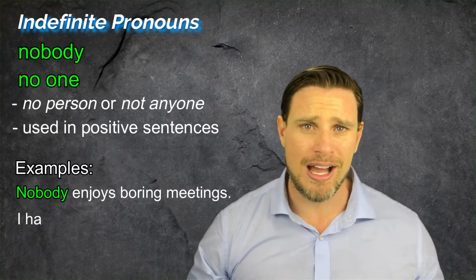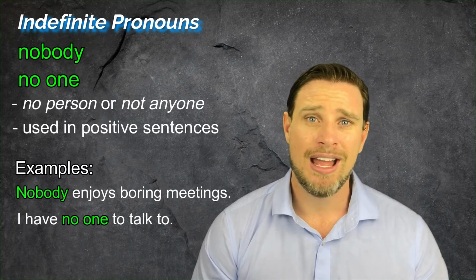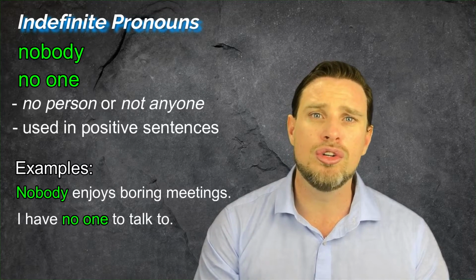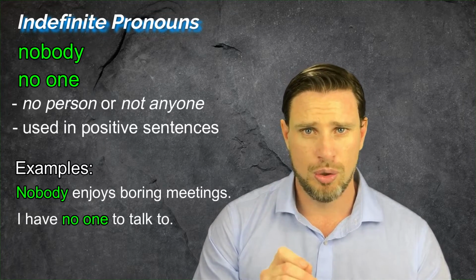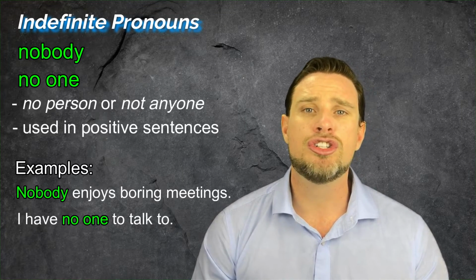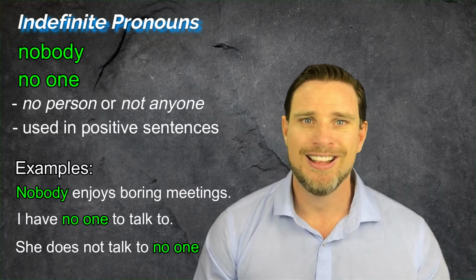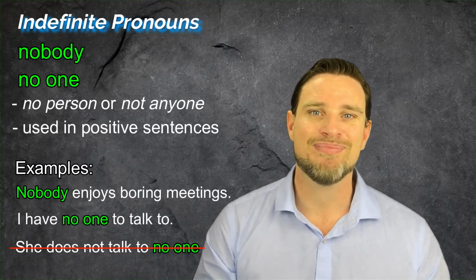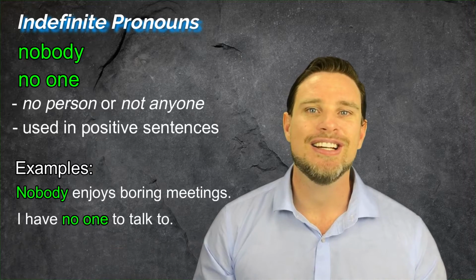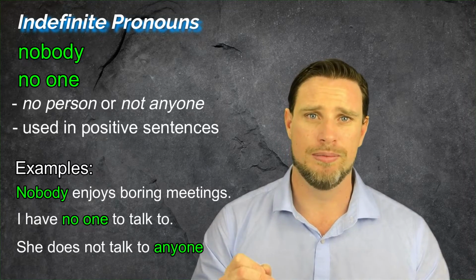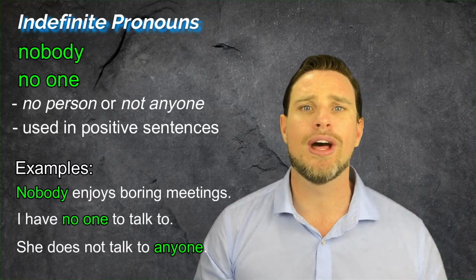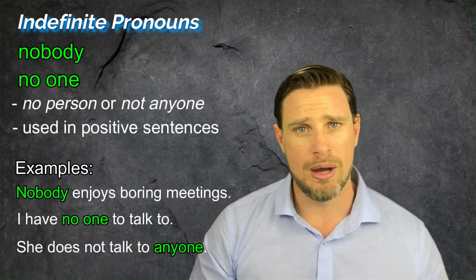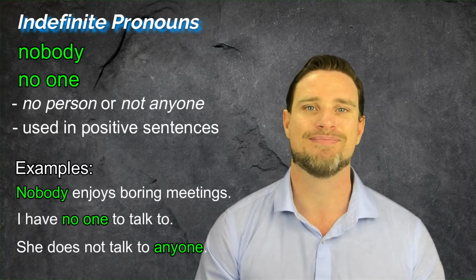I'm lonely. I have no one to talk to. And as I mentioned, we don't use it in the negative. So it is incorrect to say, she does not talk to no one. That really stands out and sounds very uneducated. Instead, you would say, she does not talk to anyone. Remember, I told you that anyone and anybody are most often used in negatives.